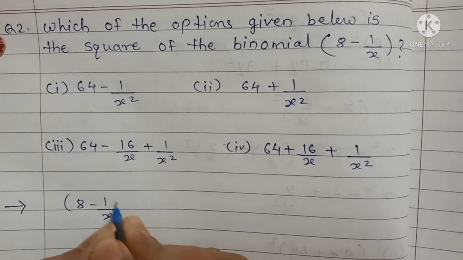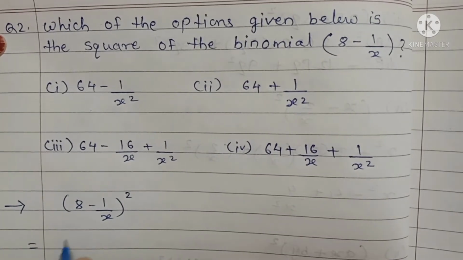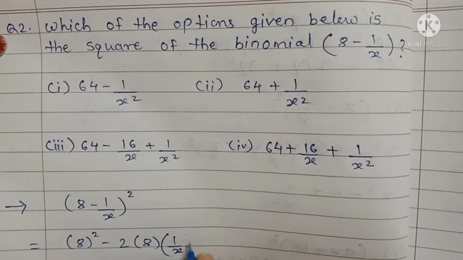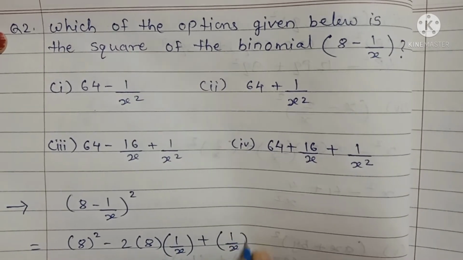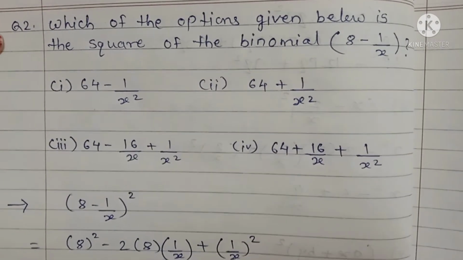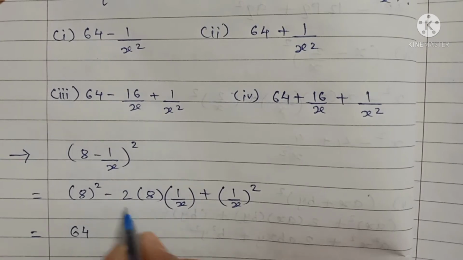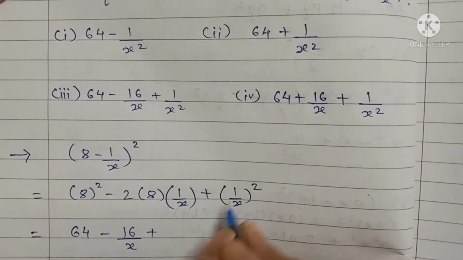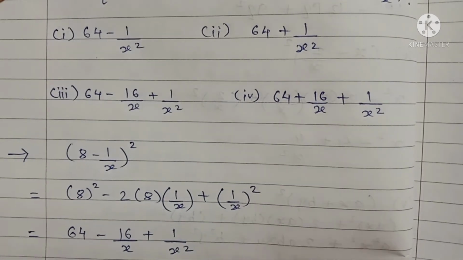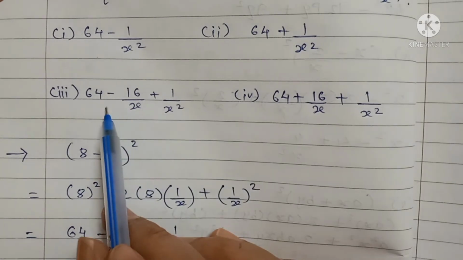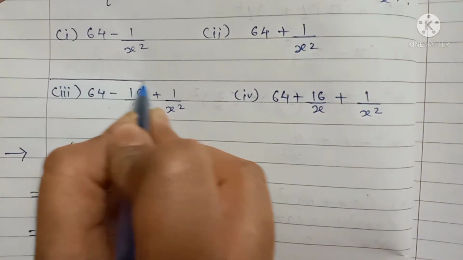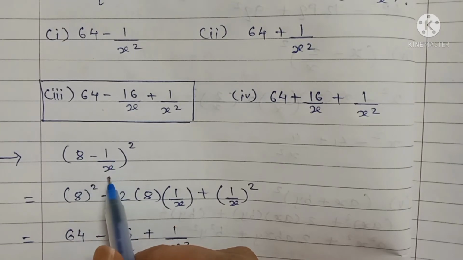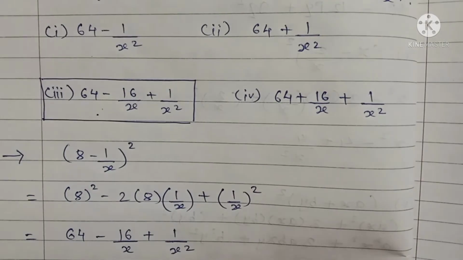(8 minus 1 upon x) square. A square means 8 square, minus 2ab means 8 into 1 upon x, plus b square means (1 upon x) square. 8 square is 64, minus 8 into 2 is 16, 16 ones are 16, 16 upon x, plus 1 upon x square. Means option number 3 is the right option. Here already 4 options are given and you can find out the right option. Option number 3 is the right option.